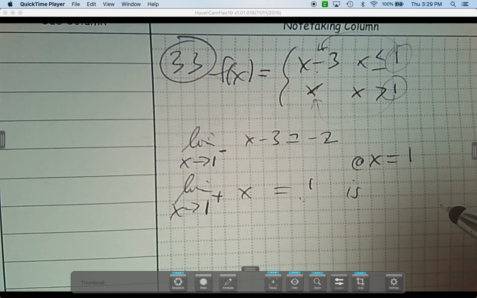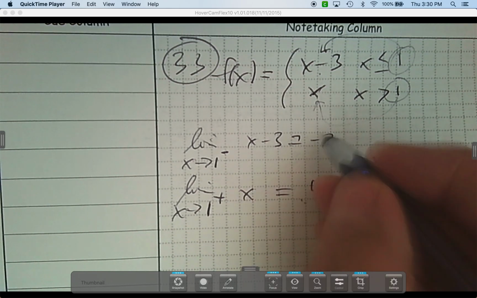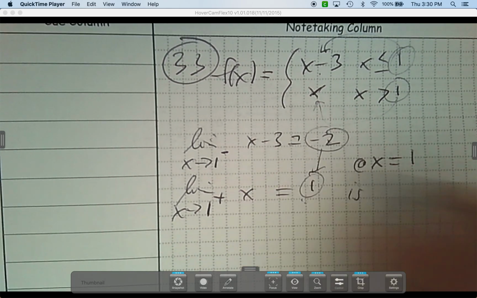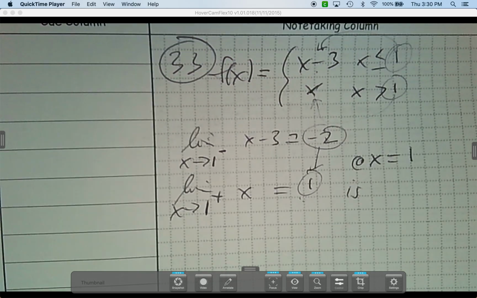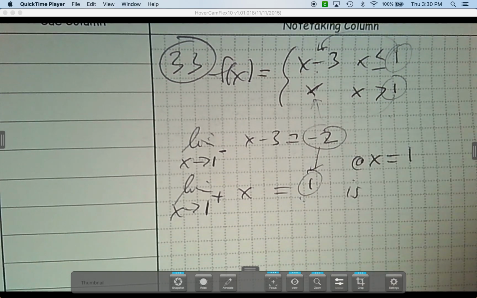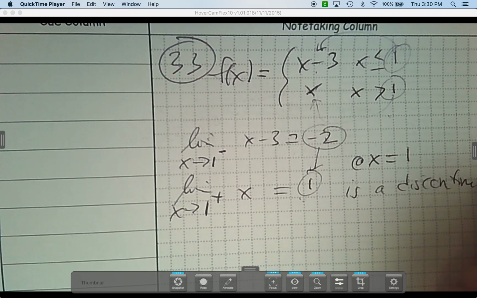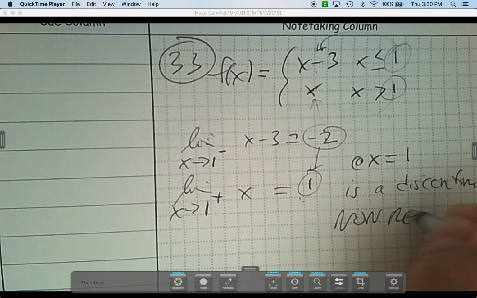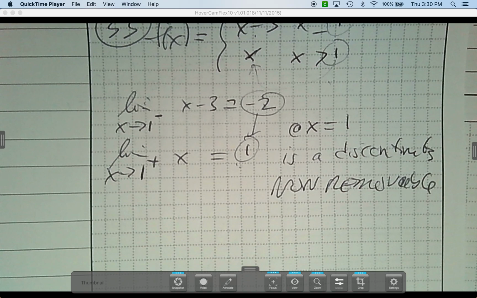No, it's not discontinuous. The limit doesn't exist, right? No, there's a discontinuity. So it's not continuous, there's a jump, and that jump creates it. So the function jumps from -2 up to 1 when x approaches 1. There's a jump because the top doesn't agree with the bottom when you plug in 1. So at x equals 1 is a discontinuity, and we say it's non-removable. Why is it non-removable? Because the limit does not exist.